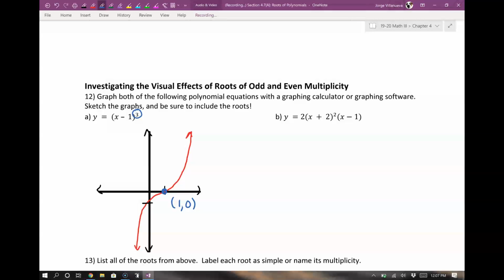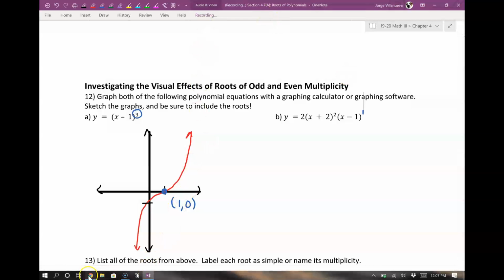How many roots should the next one have? It should have, well, not 2. That should have 3. Now, the 2 in the front is just a number. It's not a variable, so we don't count it. But x plus 2 squared and x minus 1 to the first, you add the powers, that tells you your degree. So 2 plus 1 would be 3. This is actually a cubic function.